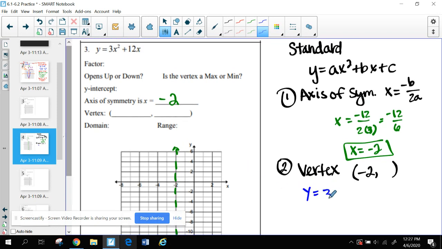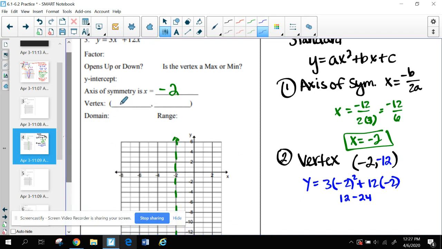So y has to equal 3 times negative 2 squared plus 12 times negative 2. Negative 2 squared is 4. 4 times 3 gives me 12. And then 12 times negative 2 is negative 24. So we really get negative 12 here. So my vertex is at negative 2, negative 12.